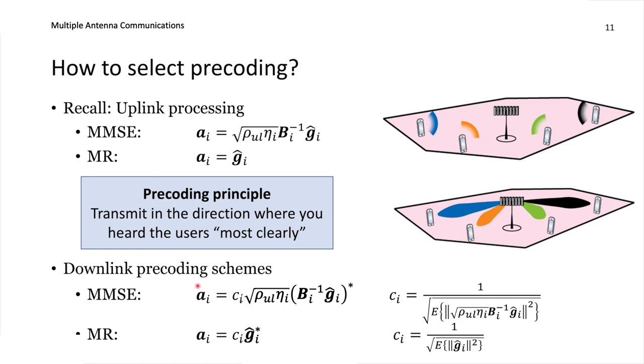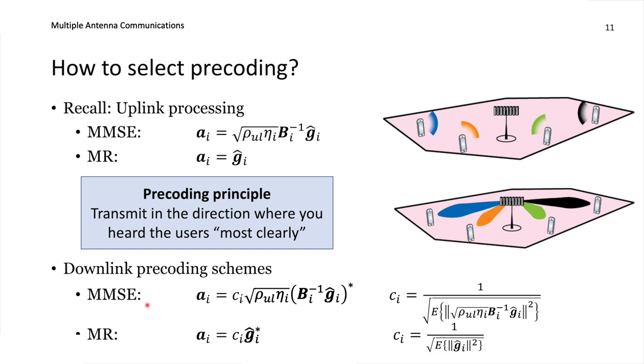So we can consider an MMSE precoder, where we take the same precoding vector as before, then we multiply with the factor c_i, because earlier a_i could have any norm and we didn't have to care about the power. But in the downlink, a_i was supposed to have a squared norm which on the average is equal to 1. So we take this scaling factor, compute the expected value of the squared norm of the rest of it here, take the square root of that and divide with it, and then multiply it in front here, making sure that a_i has on the average a norm equal to 1.